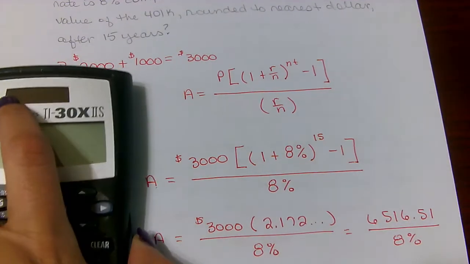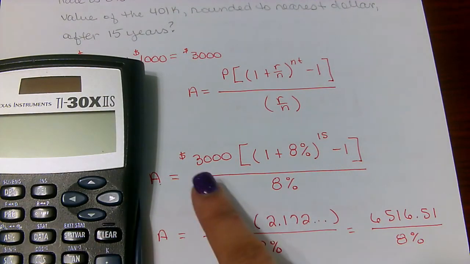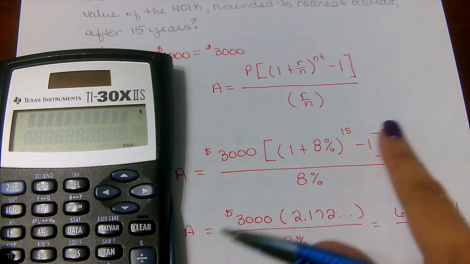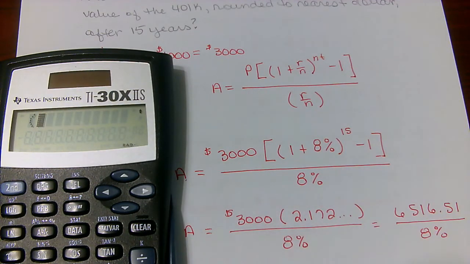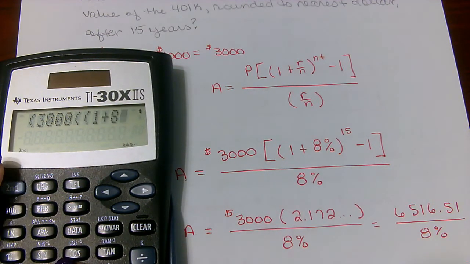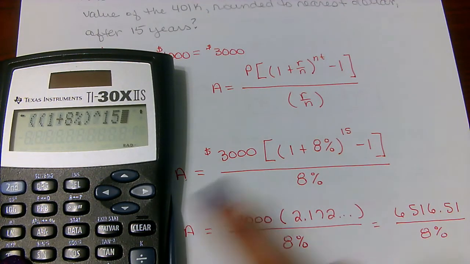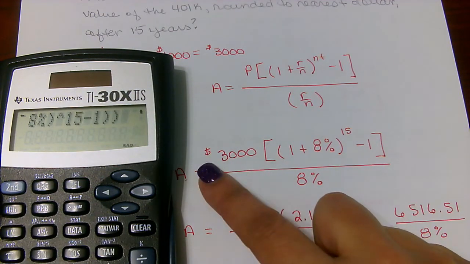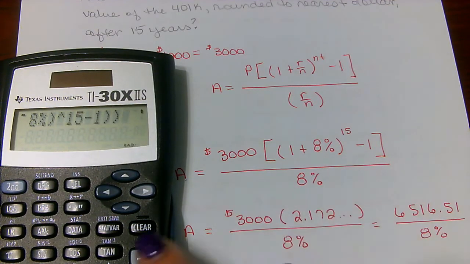Putting this into the calculator, I'm going to start with an open parenthesis because I always need one for the numerator. $3,000, parentheses, parentheses, 1 plus 8%. Close the parentheses, and now we're raising that to 15. Subtract 1, close it, and then close it again because we opened a new one for the numerator. All of that is divided by 8%.